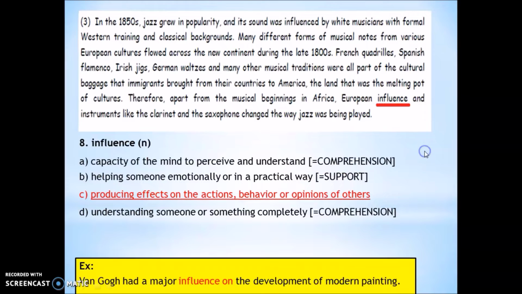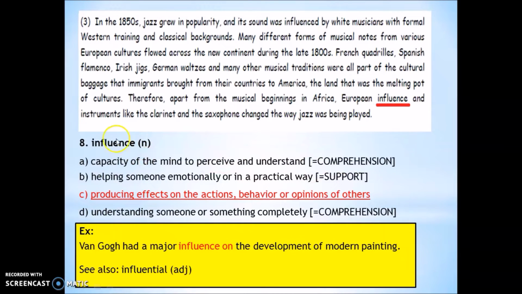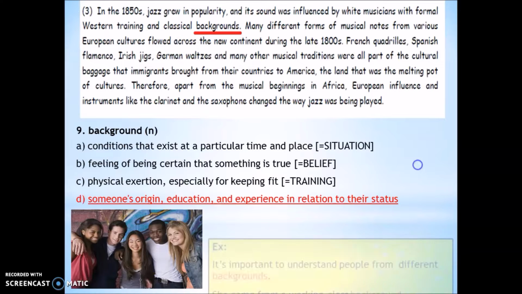All right, so influence as a noun. So that means Van Gogh had an influence on somebody, on the development of modern painting. So that means the process of producing effects on the actions, behavior, or opinions of others. You can change your opinions if somebody influences you and if somebody has an influence on you. All right.